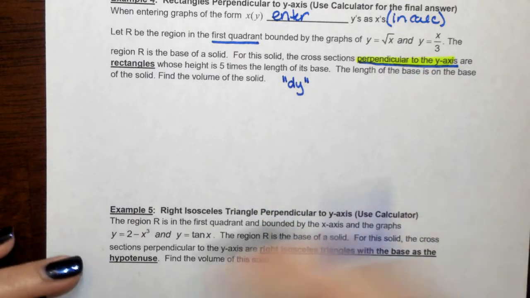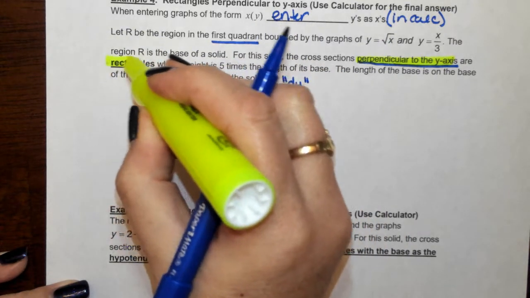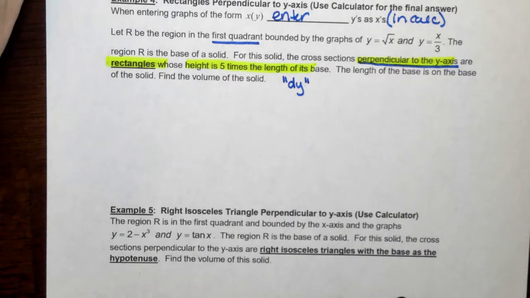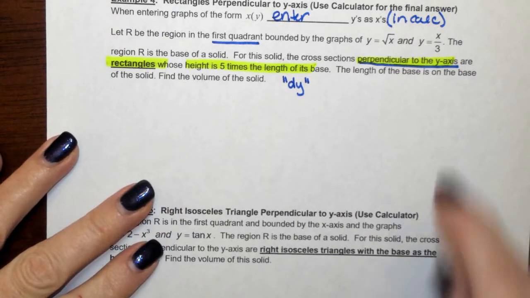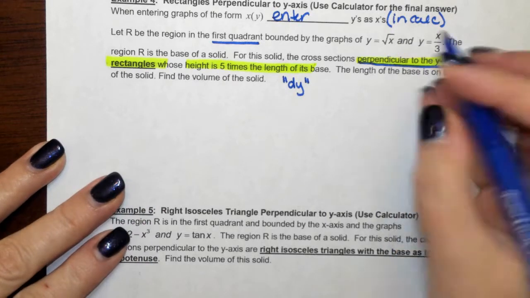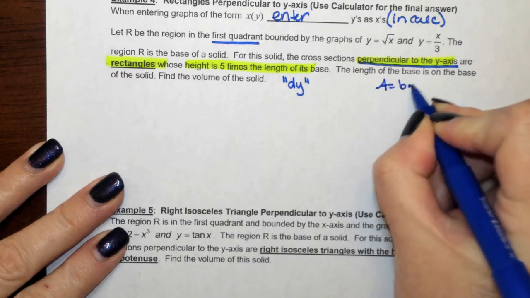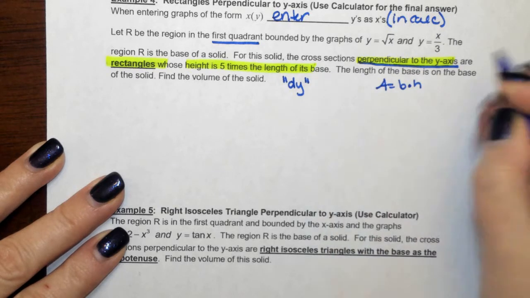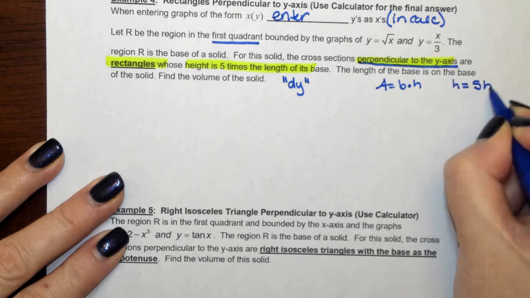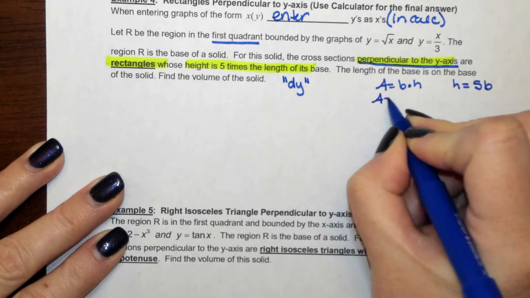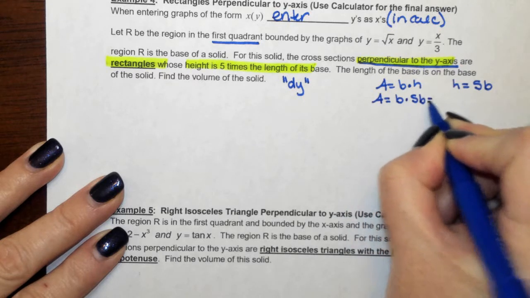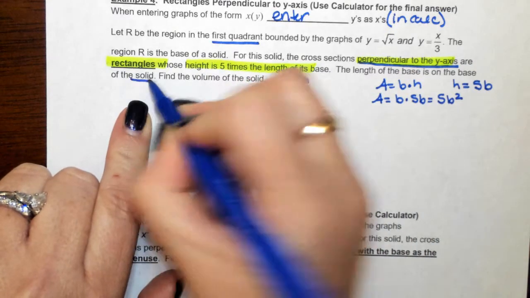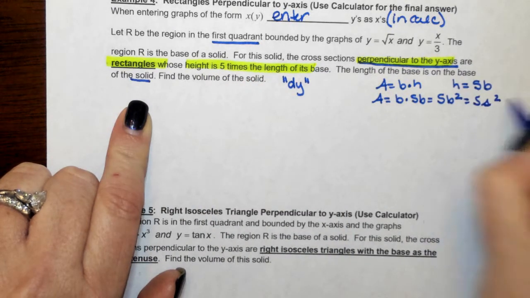Now here's where you've got rectangles, and remember, I told you if it's a rectangle, they have to give you the relationship between the height and the base, whose height is 5 times the length of the base. And again, the base is the base of the solid. So we know the area of a rectangle is base times height. They're telling us that the height is 5 times the length of the base, so the height is equal to 5b. So my area formula is going to be the base times 5b, or 5b squared. And again, remember the base is your s, so this is going to be 5s squared.